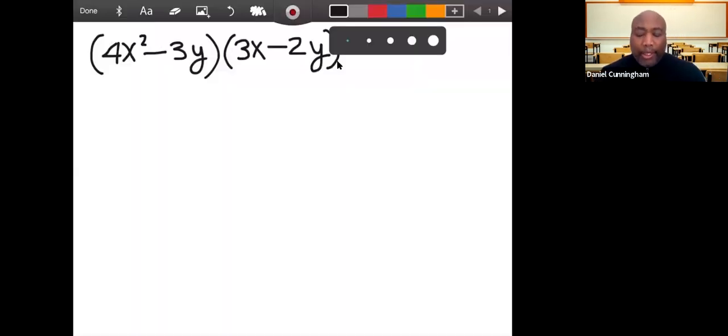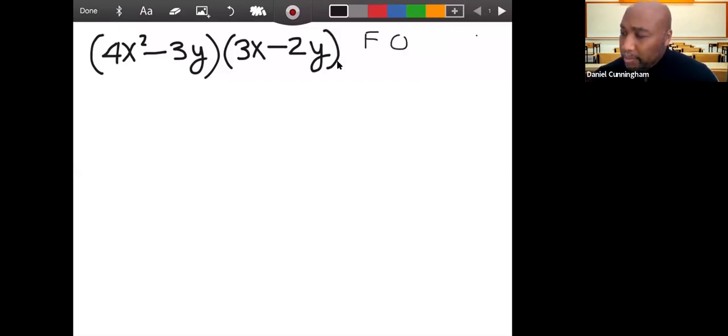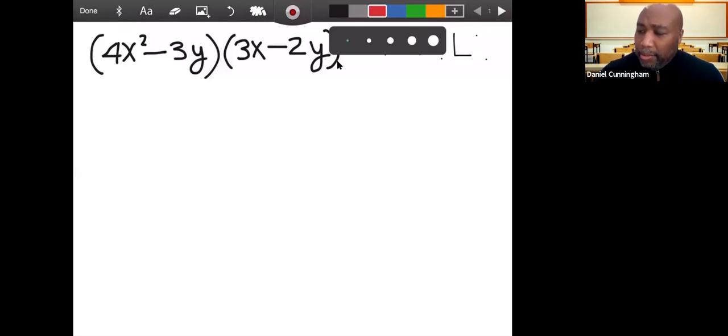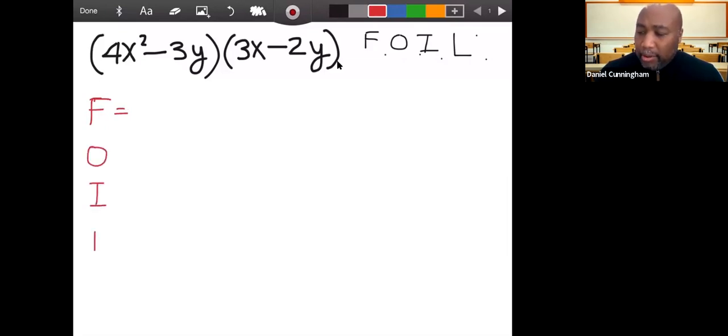Let's look at one more multiplication problem. Again, we have two expressions we're multiplying, and each of those expressions has two terms. So we're going to use the FOIL method: first, outer, inner, last. In this case, for our first term, I'm going to do it this way. Let me write down F. Sometimes you may want to just write the letters down and then do it.